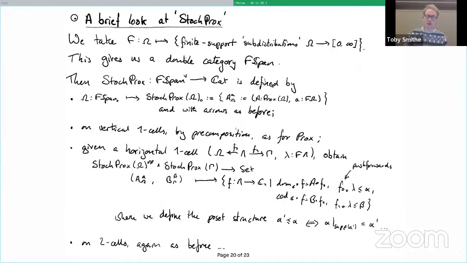Okay, so how does it work with randomness? For reasons of time, I'm only going to go over this briefly. But the way this works is we take this presheaf, which on each object, which, as I mentioned, I'm thinking of as sets, takes the finite support subdistributions on that object. This is like a kind of noise space, and I'm going to be very generous and allow these to be taking values possibly all the way up to infinity.